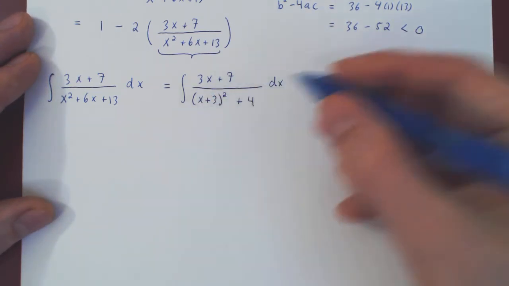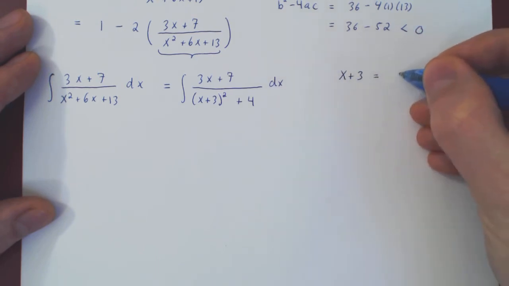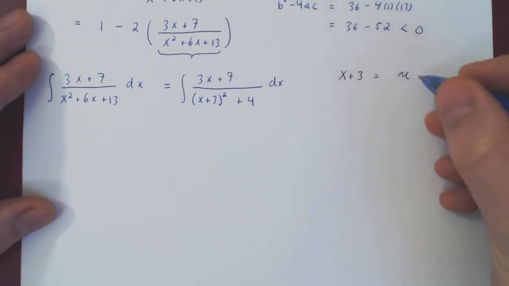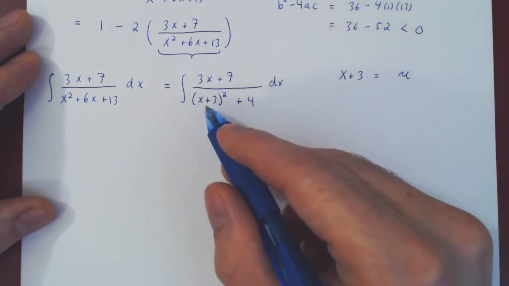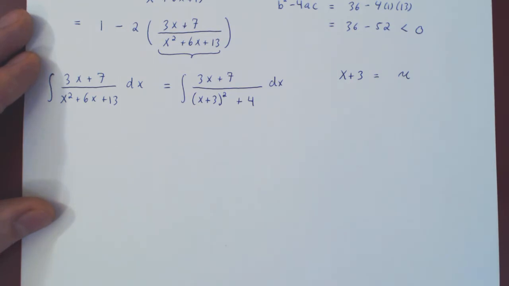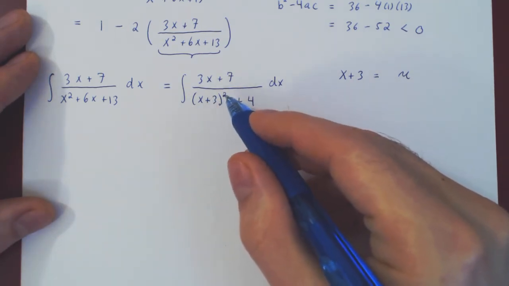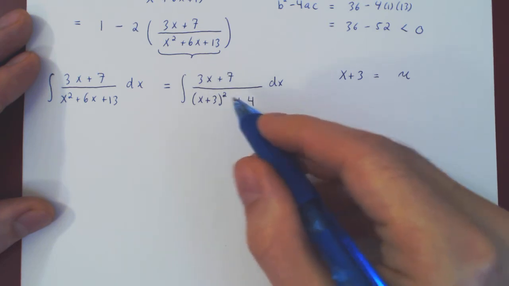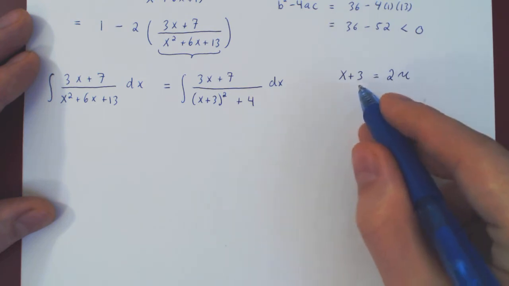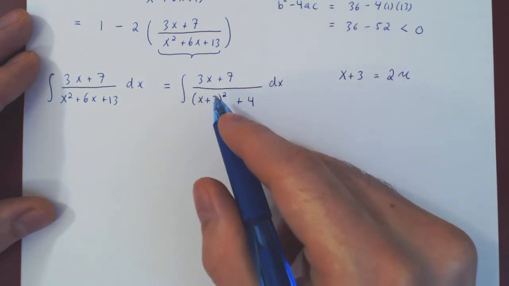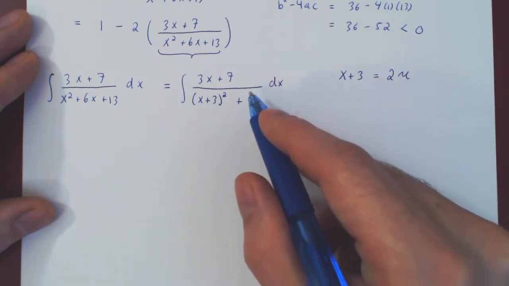So we want to replace x plus 3 by something squared, so say u squared. But if we only make this substitution, then this will be u squared plus 4. We would like it to be u squared plus 1. So the idea is, well, what squared will give you a factor of 4? The answer is, of course, 2. So if we let x plus 3 be 2u, then once we square x plus 3, we will get 4u squared, and we can factor the 4.